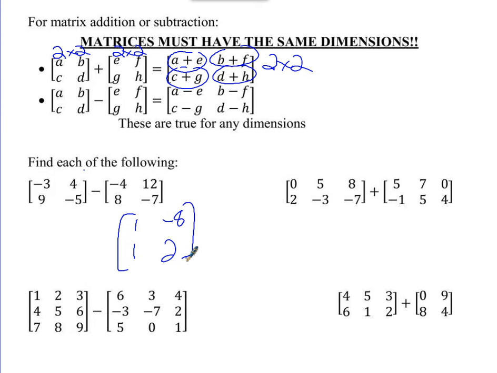The second one, what should we do? So this one, make a 2 by 3. We have a 2 by 3 plus a 2 by 3, so those can actually be added together. And let's go across the top row. What do we get? Bottom row?